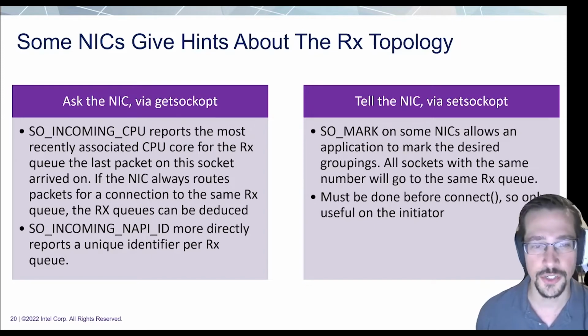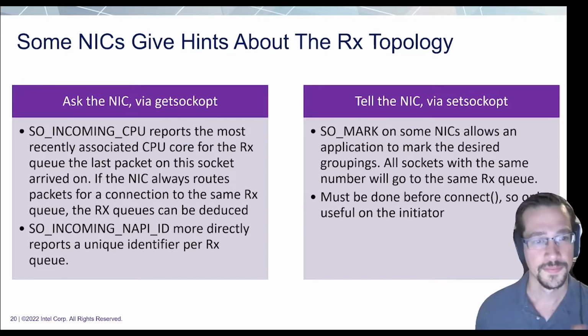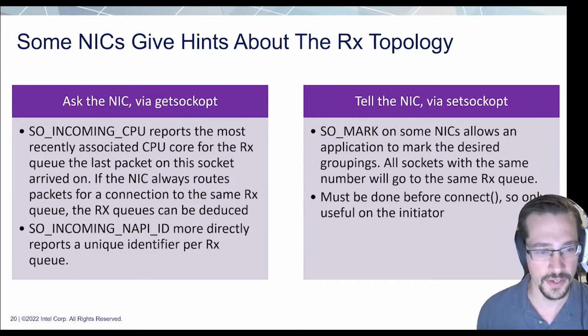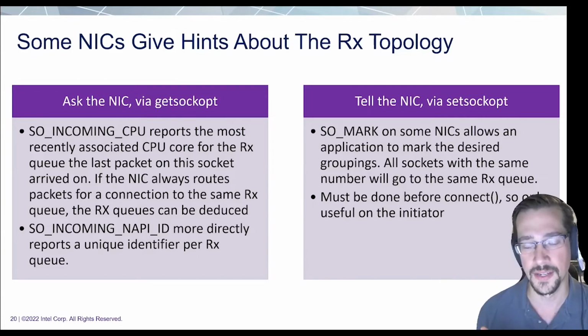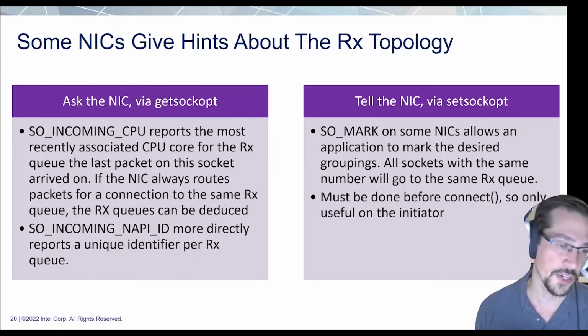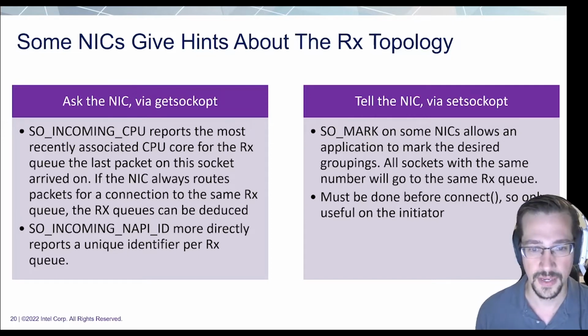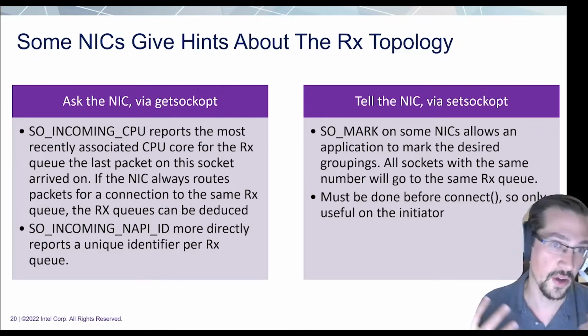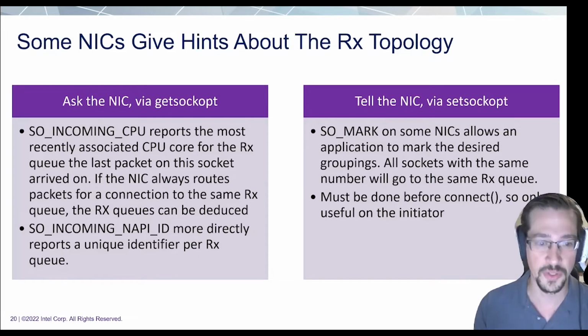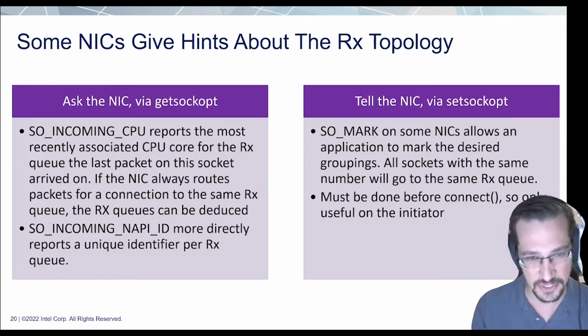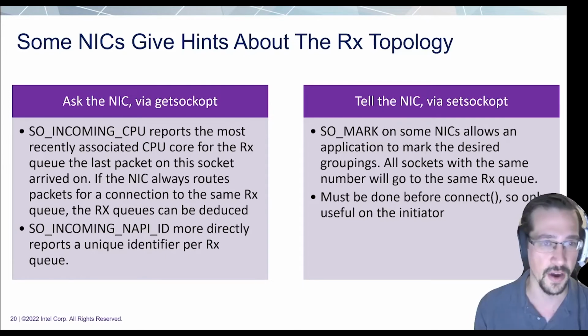And you can then use this to group together all of the sockets where their packets are landing on the same RxQ or the same CPU core, and then attempt to use them from that core. There's also SO_INCOMING_NAPI_ID, which works on at least Intel E800 NICs, where it is telling you what they call the NAPI ID, but that is literally a one-to-one map to the RxQ. They are just telling you an identifier for the RxQ.